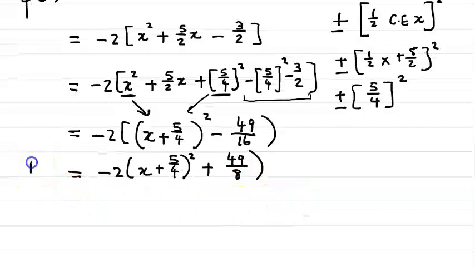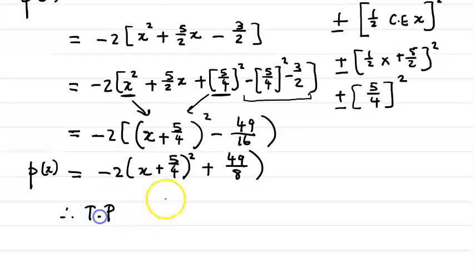So therefore, P of x in the turning point form is minus 2 into x plus 5 over 4 all squared plus 49 over 8. Therefore, we can conclude that our turning point, remember we want to change the sign there, x plus 5 over 4 equals 0, means that the axis of symmetry will be minus 5 over 4, and the y value of your turning point will be positive 49 over 8.